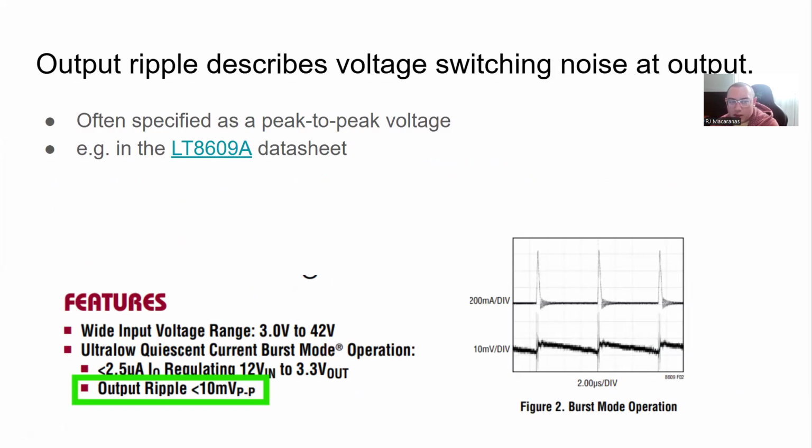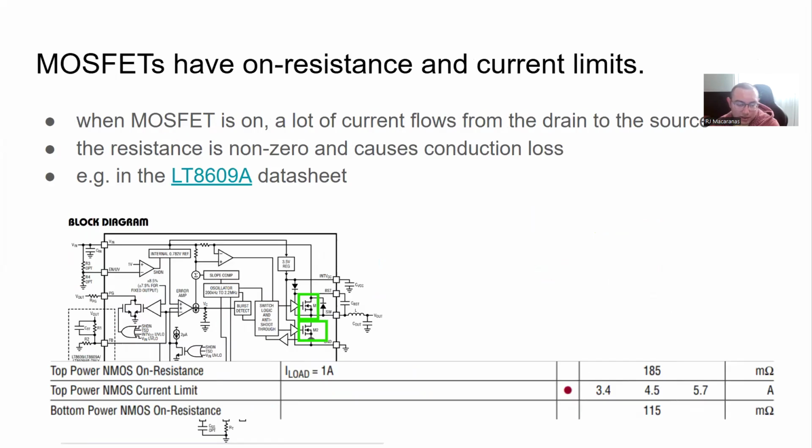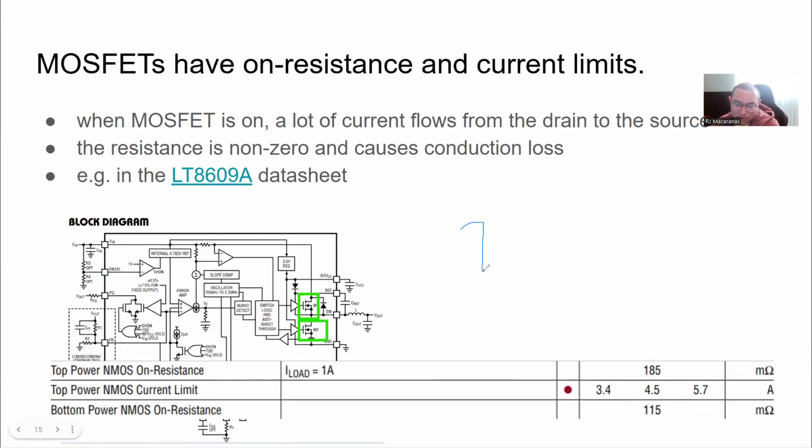And I think last up, we've got our output voltage ripple. So this describes the voltage switching noise. As a reminder, we have two MOSFETs and we're switching these up and down. So this is actually not going to generate perfect DC, right? We've got a switching node here, which is going from whatever our input voltage is to 0.